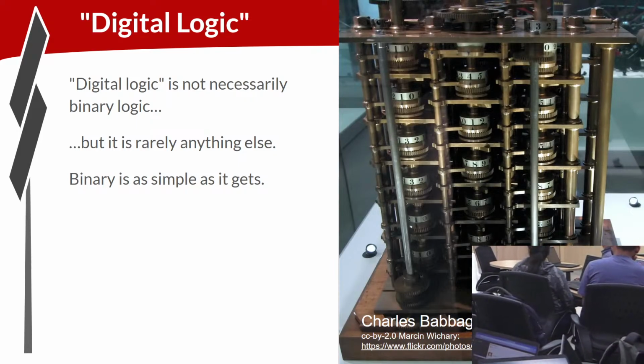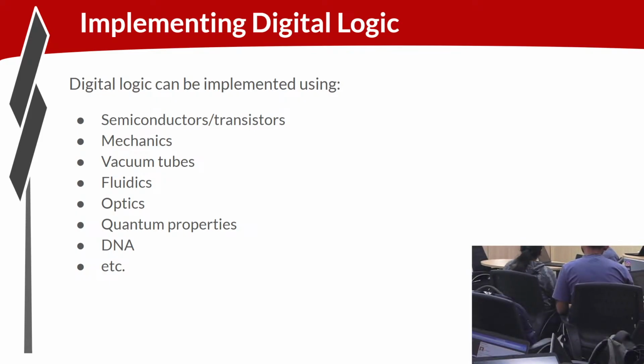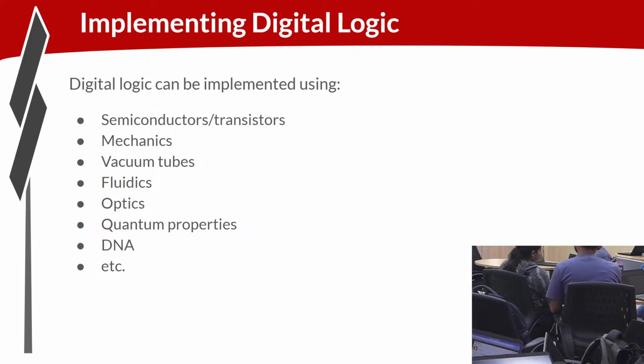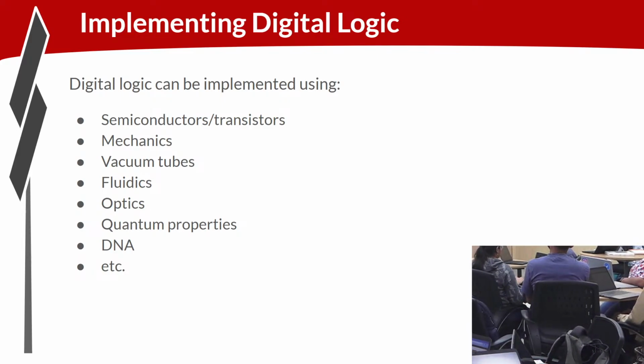One of the first computers, the Babbage engine, right? Based on mechanical parts, based on base 10, so that humans could understand it and work with it. So, not transistors, not binary, but this was computing. Computing doesn't mean semiconductors and transistors, right? Digital logic doesn't mean semiconductors and transistors. It could be mechanics like the Babbage engine. It could be vacuum tubes, fluidics, optics, quantum properties, DNA computing, etc.